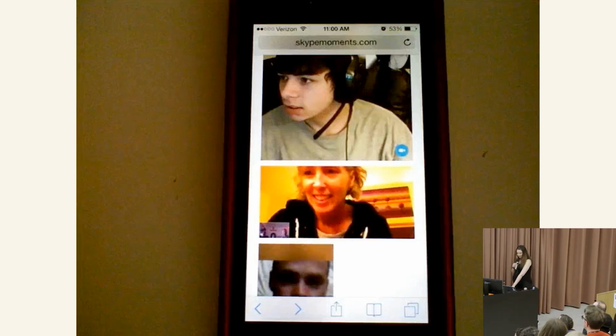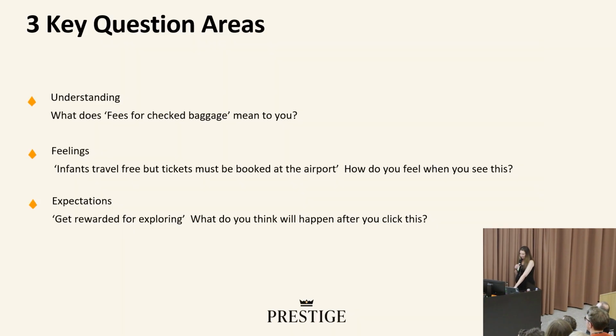So that's what we don't want to do. We want to test early. So 3 of the key question areas that you want to be asking people, you want to be gathering data to understand what their understanding is. So things like what does fees for checked baggage mean to you? So you know what are they thinking inside their head? What's their understanding? What's their meaning that they attribute to something?